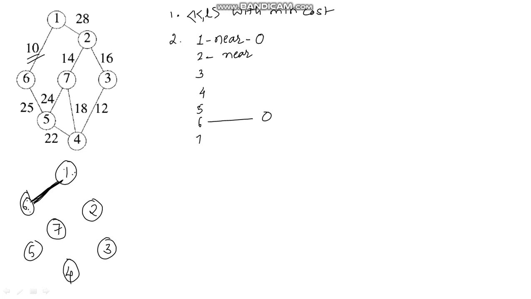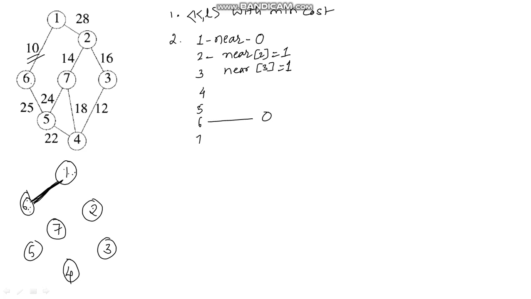So near of 2 in the connected component: we have to check whether 2 is near to 1 or 6. 2 1 is 28 and 2 6 is infinity. So obviously near of 2 is 1. Similarly, near of 3: 3 1 is infinity, and 3 6 is also infinity, because there is no direct edge between these two.